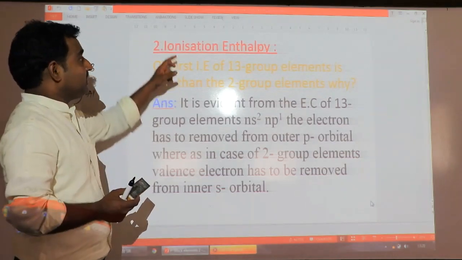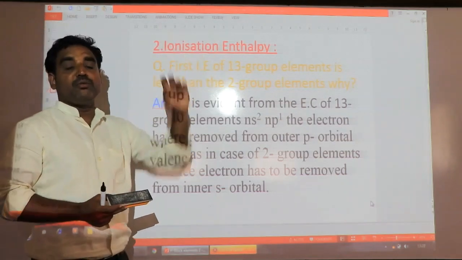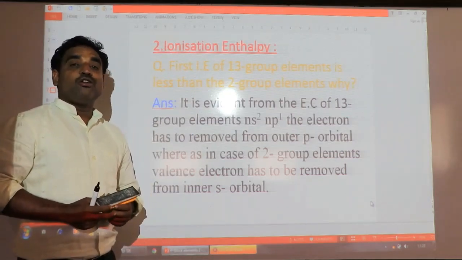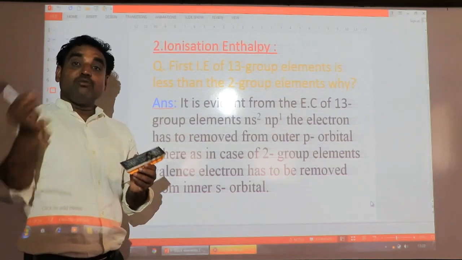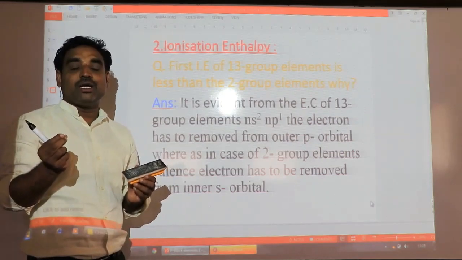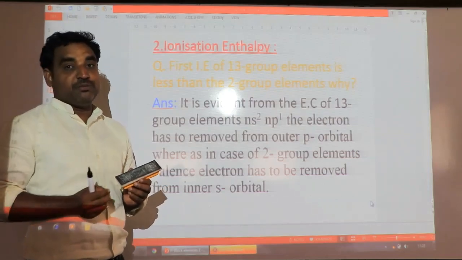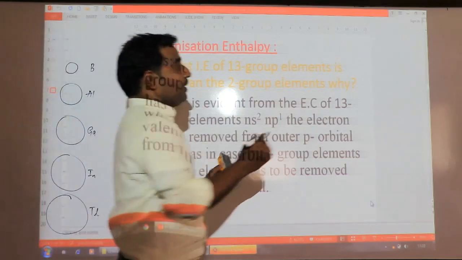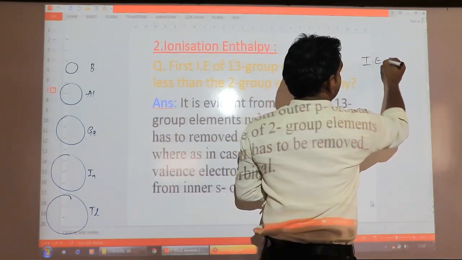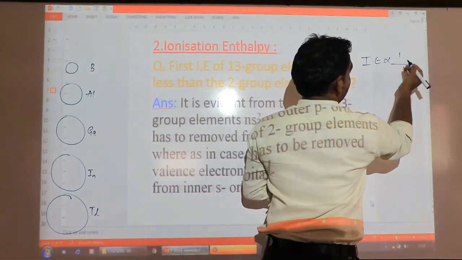Now we discuss that. That is the ionization enthalpy. Hope you know the meaning of ionization enthalpy. The amount of energy required to remove an electron from an isolated gaseous atom, that we call ionization enthalpy. So how is ionization enthalpy related to the atomic size? Ionization enthalpy is inversely proportional to the atomic size.